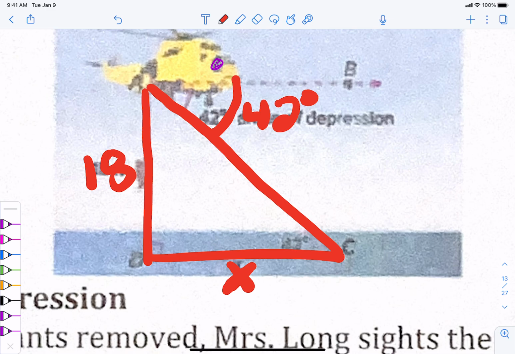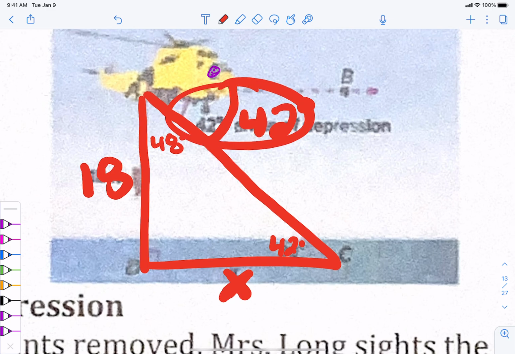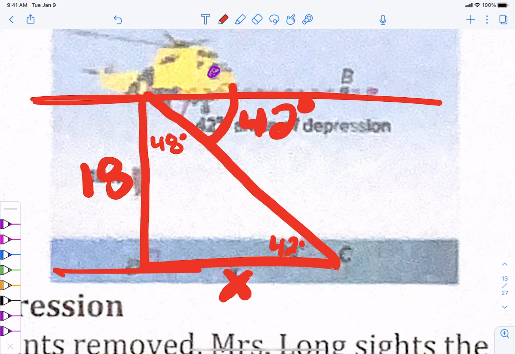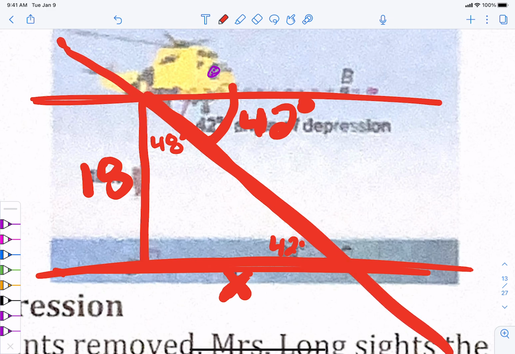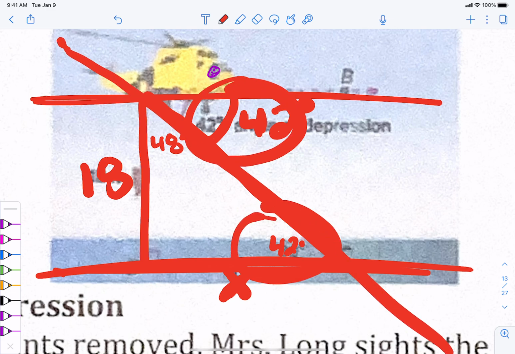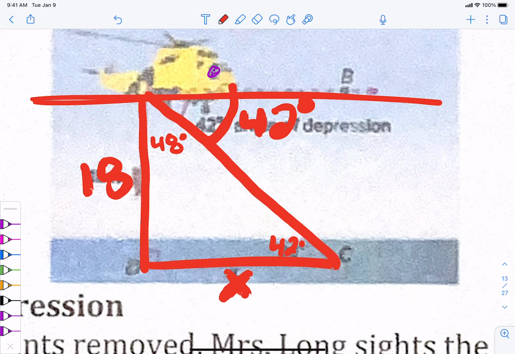So this one would be 48, which means this one has to be 42. If this is your angle of depression, your angle of elevation will technically be the same. Another way of looking at that is if these two are parallel lines to each other with a transversal. That's always how it is, because this and this will be alternate interior angles. That makes sense?